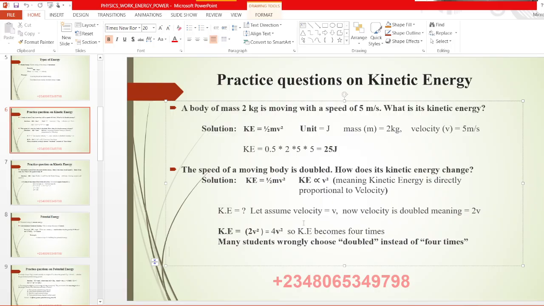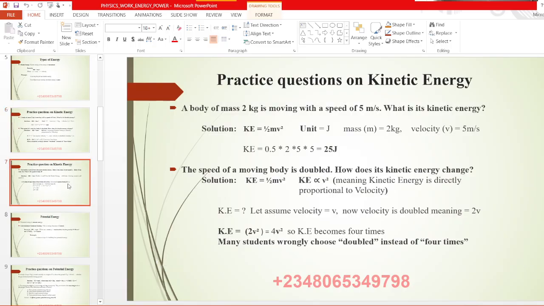So in order to get this question correctly, you can quickly assume and give the velocity a certain figure. So it makes that simpler for you. If the speed of the moving body is now halved, now the speed is reduced by half, that will now be v divided by 2. And that means the kinetic energy will reduce 4 times. Take note, kinetic energy is directly proportional to velocity squared.